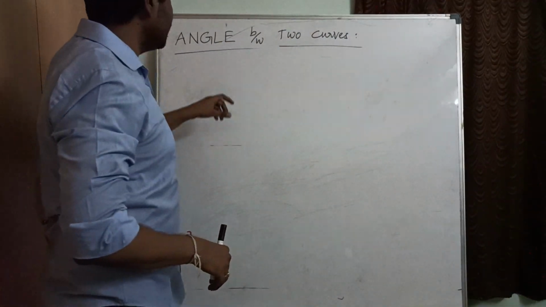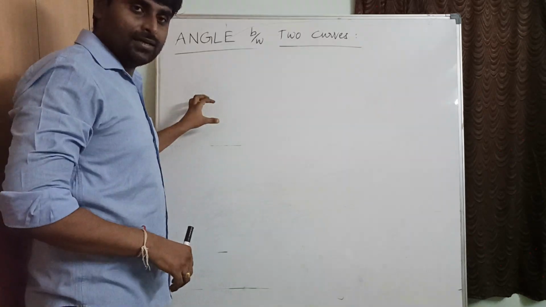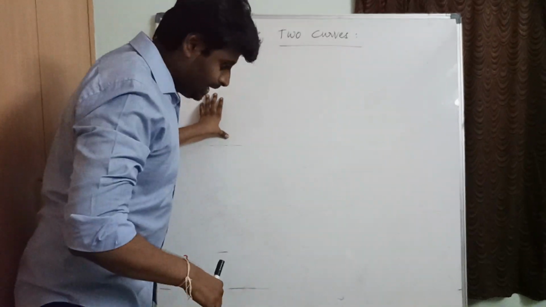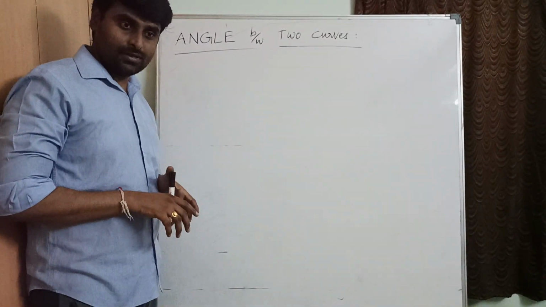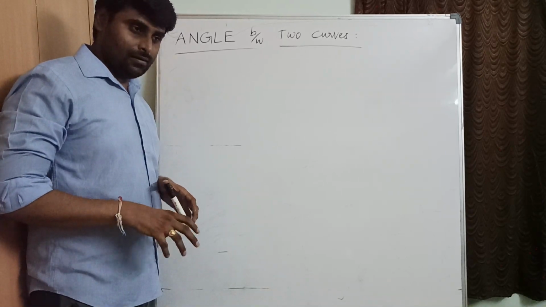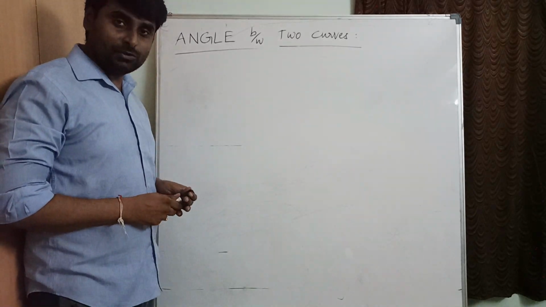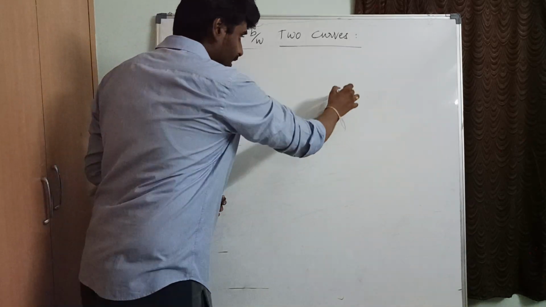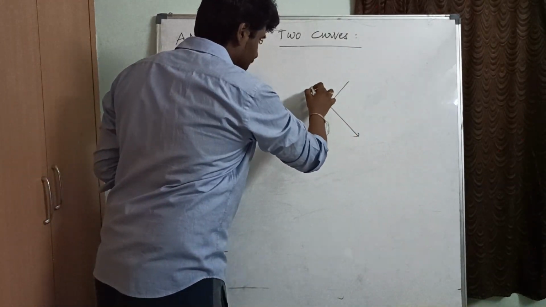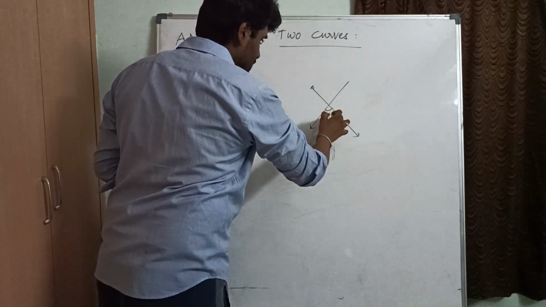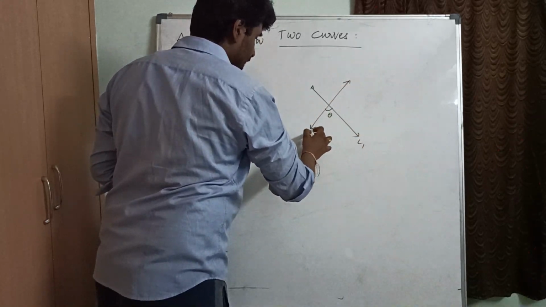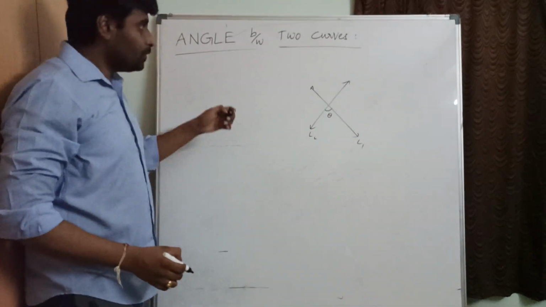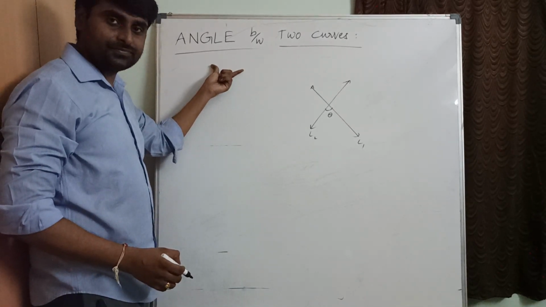Now let us discuss this concept, angle between two curves. Generally, what do you mean by angle between two curves? For example, we have just seen angle between two straight lines, L1, L2, correct? But what do you mean by angle between two curves?